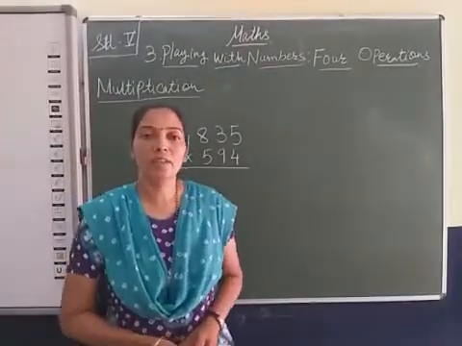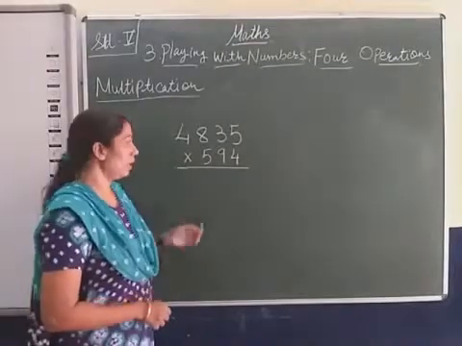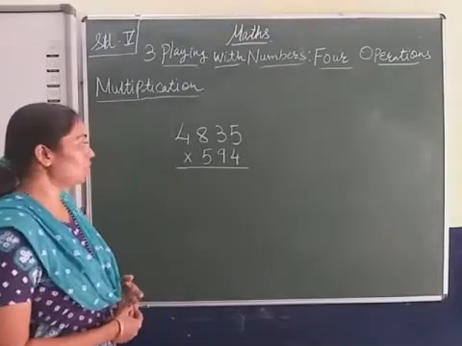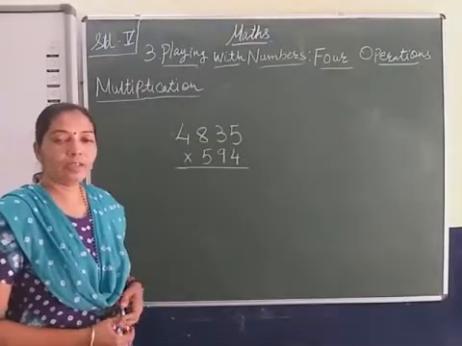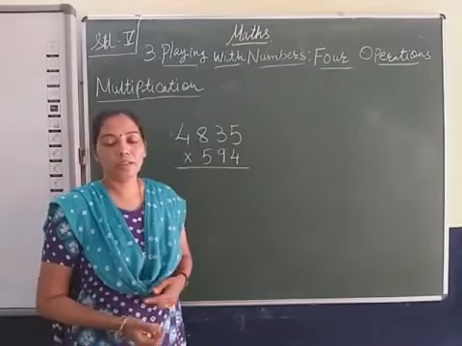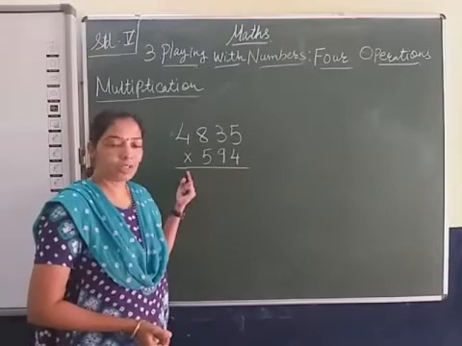Now let me show you multiplication by a three-digit number. This is the example that I take: 4835 multiplied by 594. So let me start. Whatever you did earlier in multiplying by two digits, that way only we start from the ones place.